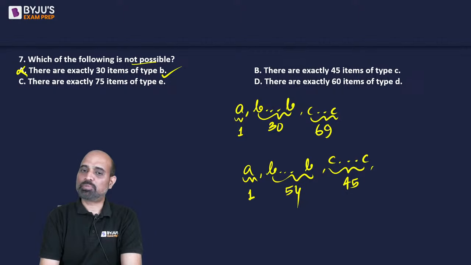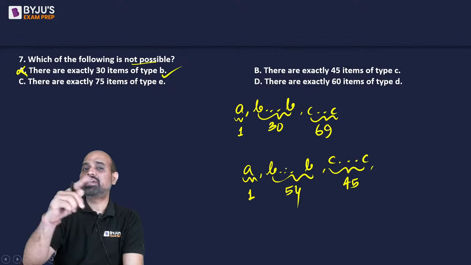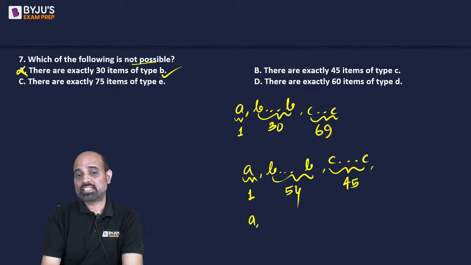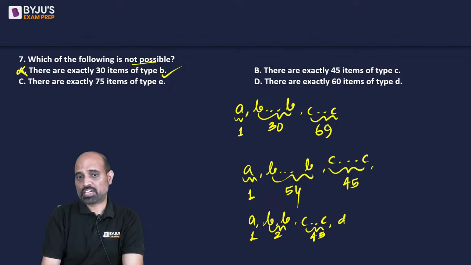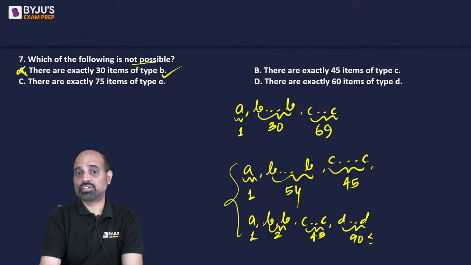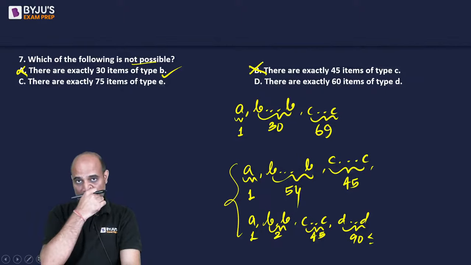So how is it possible that C तो कम से कम B का डबल चाहिए ना? B is already 54. And if you are thinking कि कोई नहीं, A is 1, B is let's say 2, and then C is 45. The moment we say C is 45, can we say D तो कम से कम 90 चाहिए? कम से कम. So if you add, this is more than 100 boxes now. So in whichever scenario, C cannot be 45 items, right?